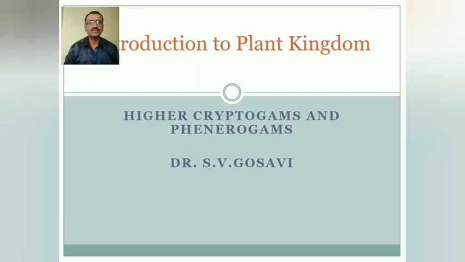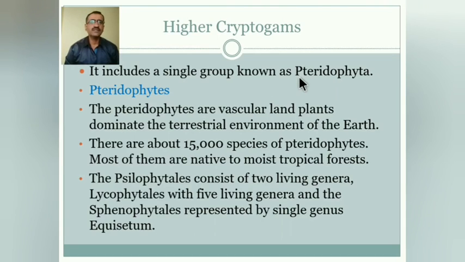Our chapter is Introduction to Plant Kingdom, and in this part we will learn about the higher cryptogams and phanerogams. Let us see what is meant by higher cryptogam and phanerogam. In the last lecture we learned about the lower cryptogams. In lower cryptogams there are the algae, fungi, lichen and bryophyte.